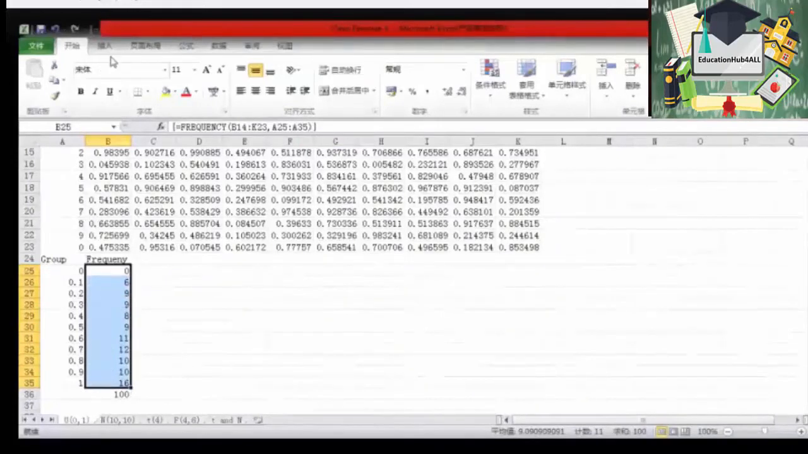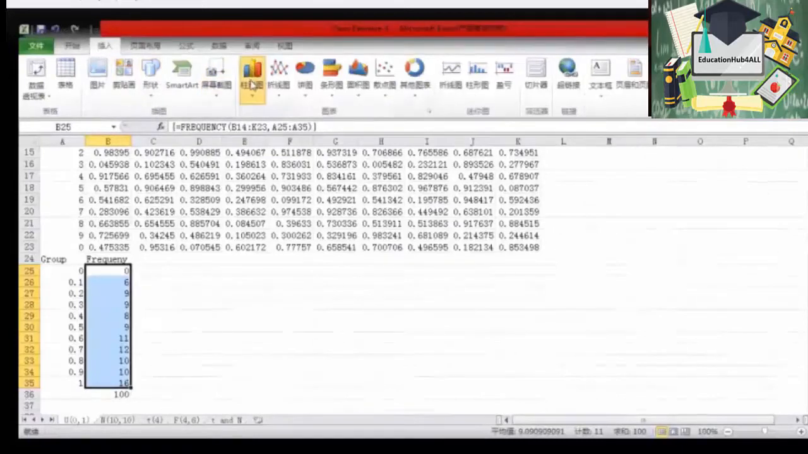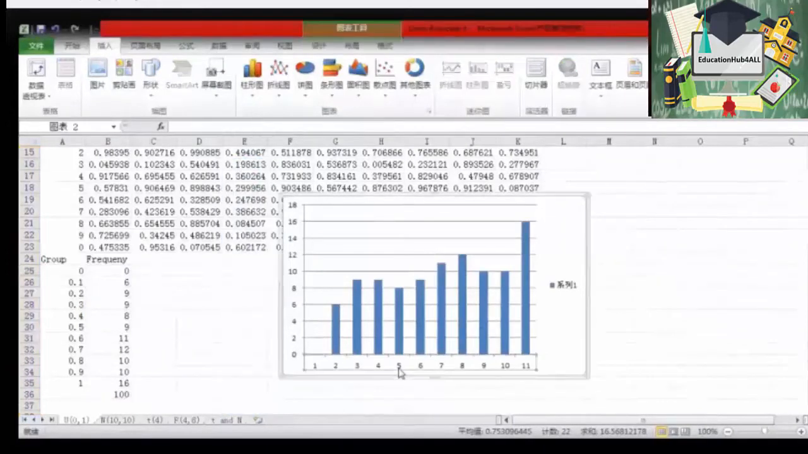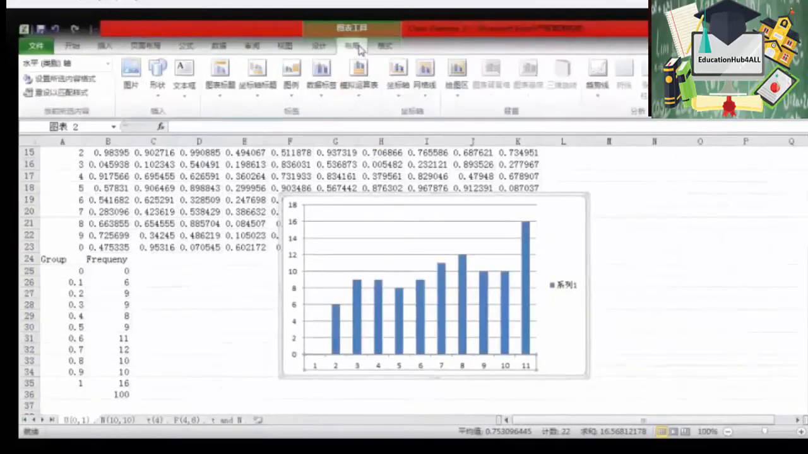You select the frequency, you do insert, and then you draw the bar graph. Of course, you should be able to change it and give the title of X. I think that's here. And here you can change a lot of things. You can give the title of your figure, title of X, title of Y, etc.